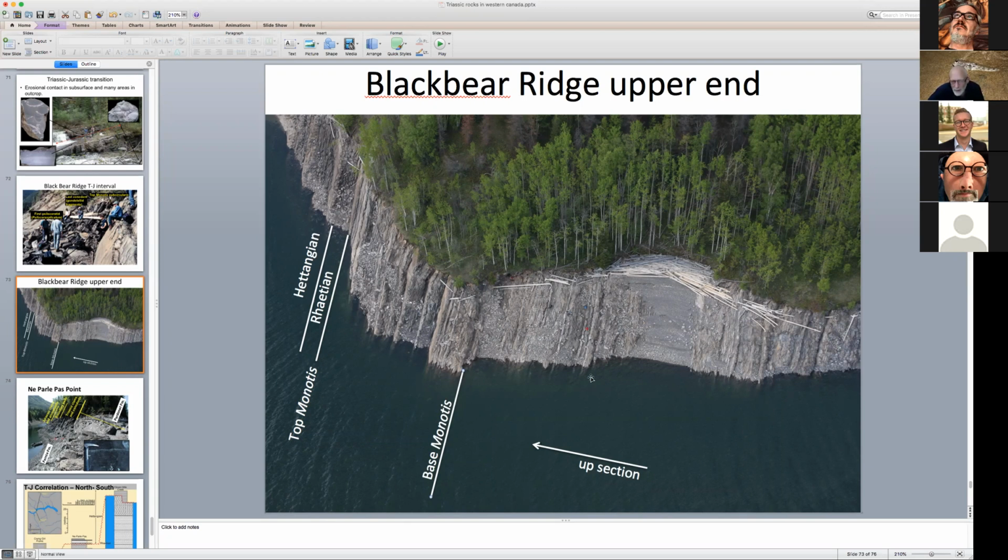What we're looking at right here, these beds are older towards the right-hand side of the photograph, younger towards the left. And we're looking at the Triassic-Jurassic boundary interval along this lacustrine succession. This is actually the dammed up Peace River, a lake called Williston Lake.